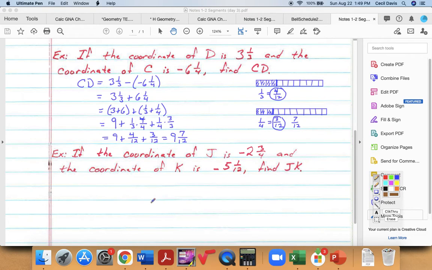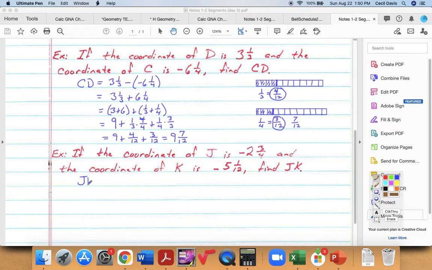All right, let's try this next one. So we have the coordinate of j and the coordinate of k, and we're looking for the length of jk. Again, there's no midpoint, so there's no midpoint formula. When we're trying to find the length of a segment, we're trying to find out how far apart its ends are. So I'm going to subtract.